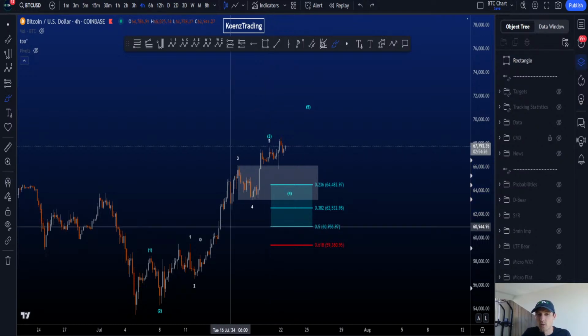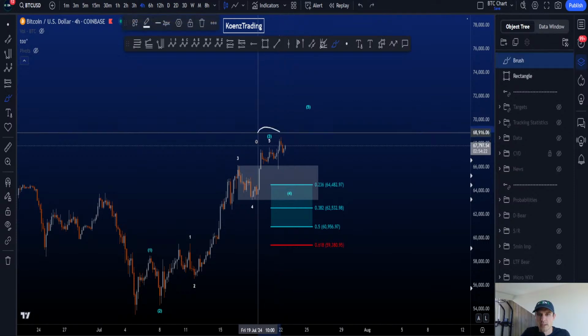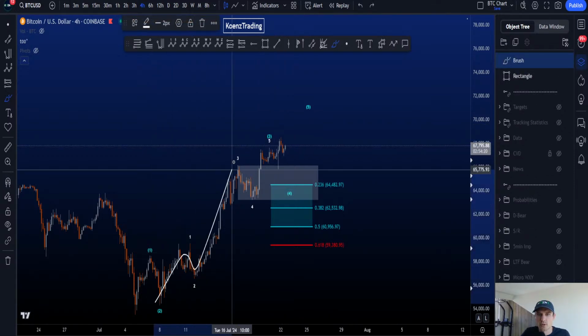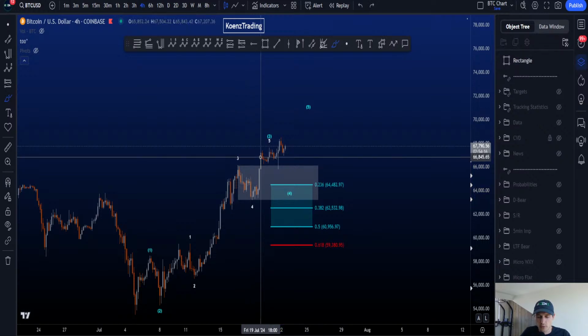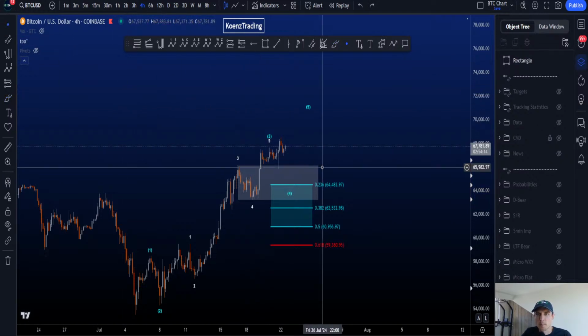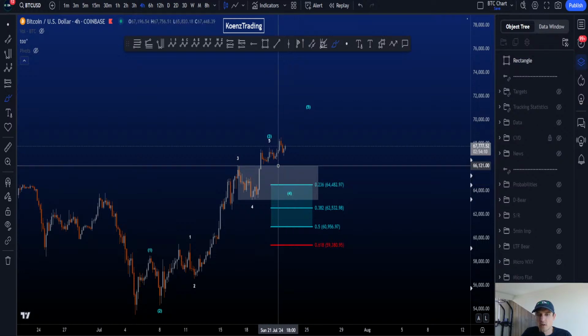The reason it is the lower degree is that in blue we have 1 2 3 4 5, and then in white a subdegree of 3: 1 2 3 4 5, right? So this price action over here of wave 4 is important support for the higher degree 4, and we did touch it with this quite incredible wick on the Sunday.